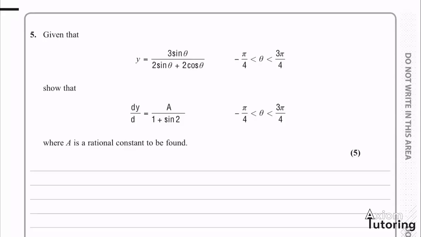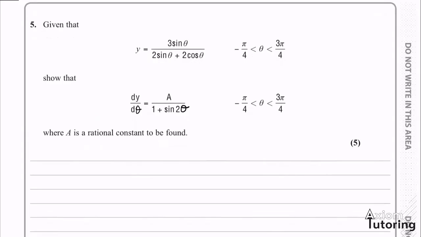We're now looking at question 5. So let's have a look here. We're given an expression for y. So we have our trig functions here. We have y equals 3 sine theta over 2 sine theta plus 2 cos theta. And we're given a range of values for theta as well. We want to show that, so we have a slight typo. So this should be dy over d theta equals a constant a over 1 plus sine 2 theta. So that should be theta there. Okay, so now that makes a bit more sense.